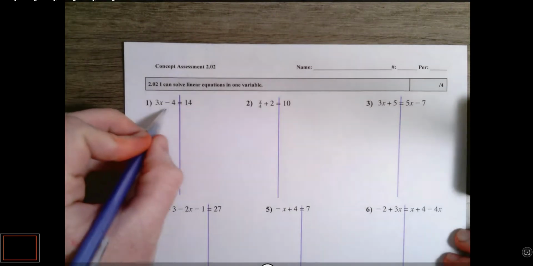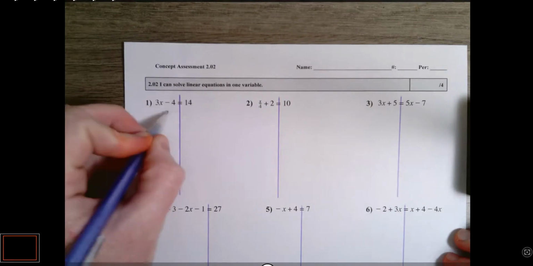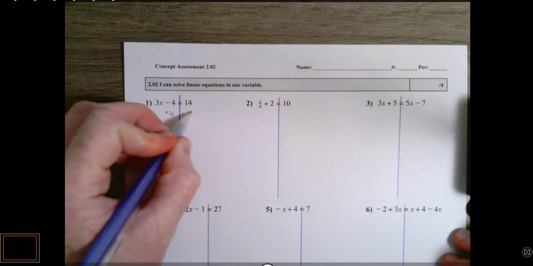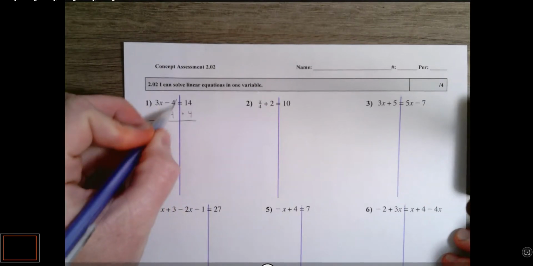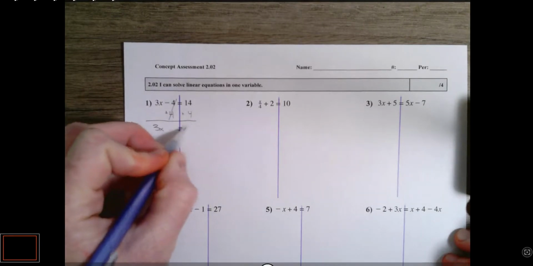So this first one here, we're trying to get 3x by itself on one side. So I need to get rid of this -4. So we're going to add 4 to both sides. There's a 0 pair, -4 plus 4. I cross those out. So I have 3x equals 18.